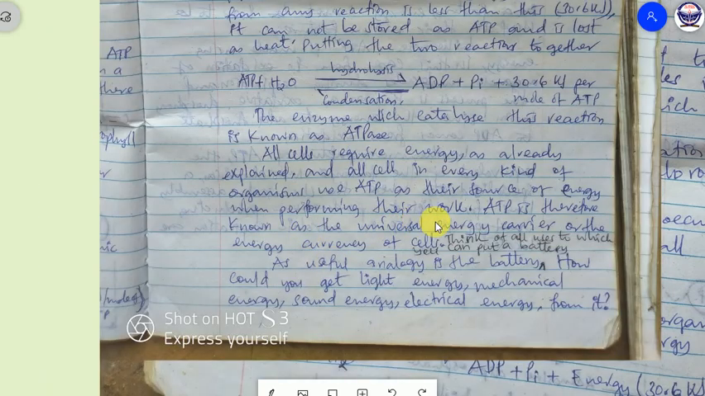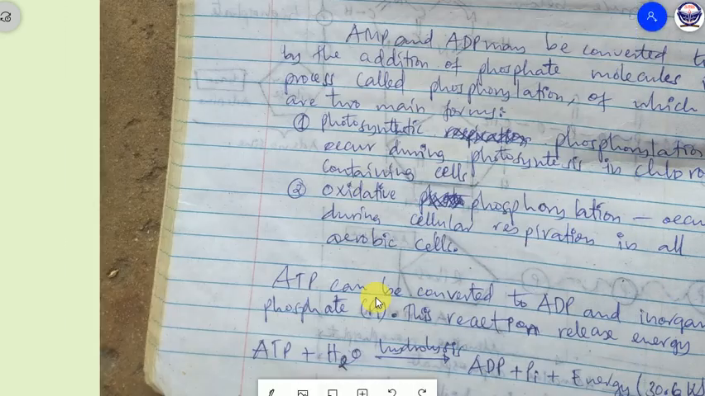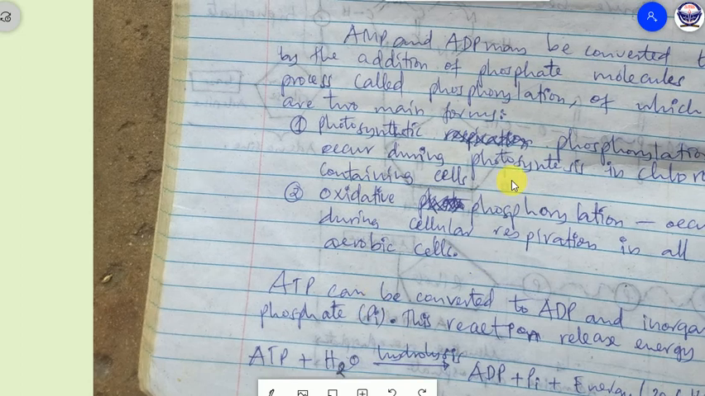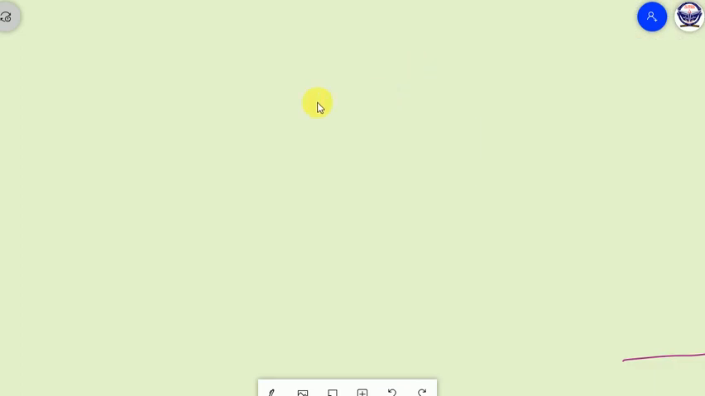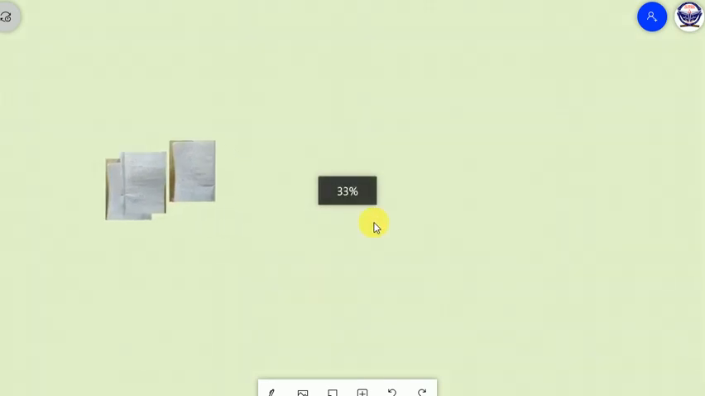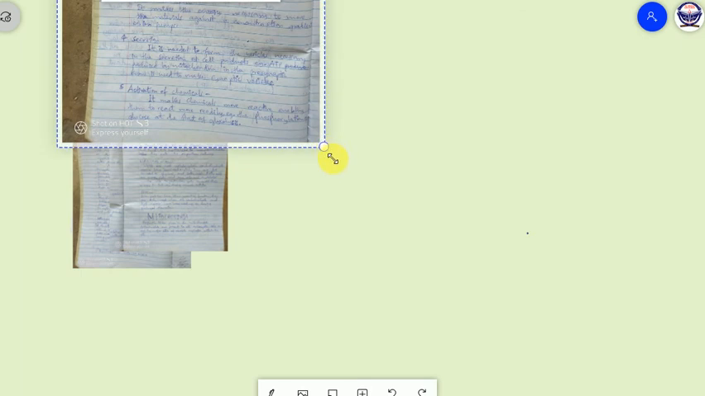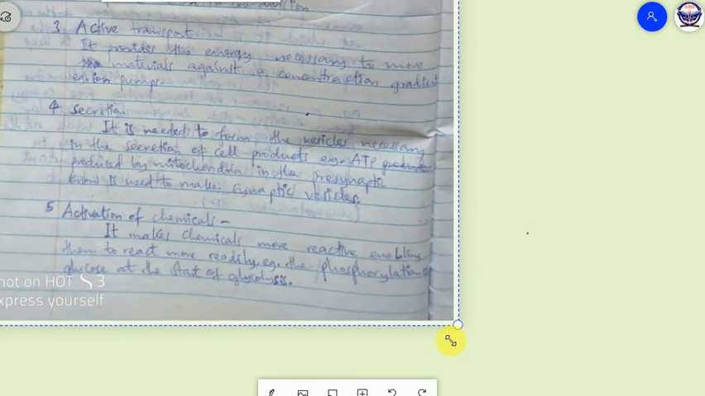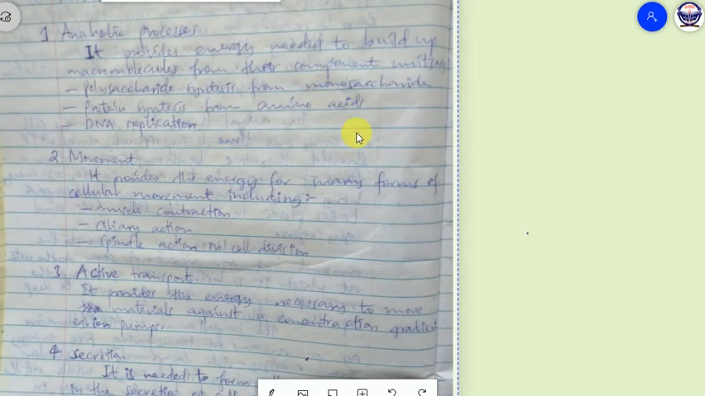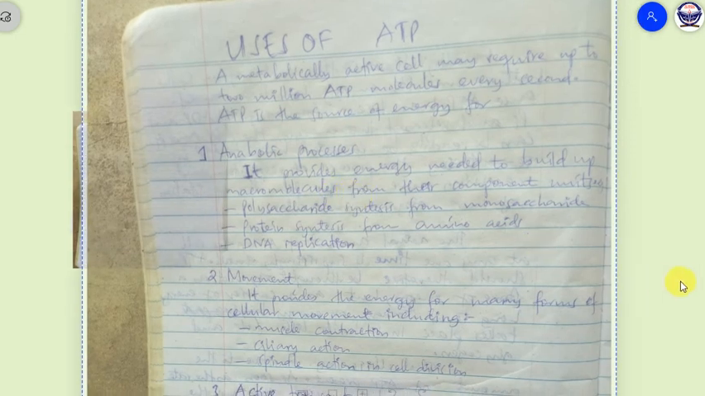So now let's discuss the uses of ATP within the cell. Now, as we said, different processes in the body require ATP, and these are some of the very important uses of ATP within the cell.